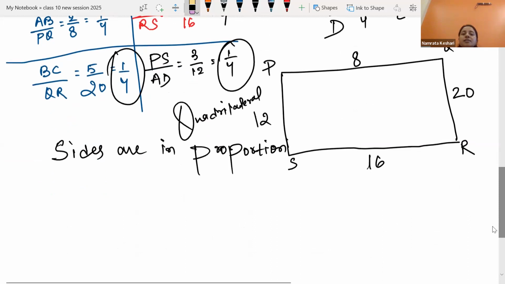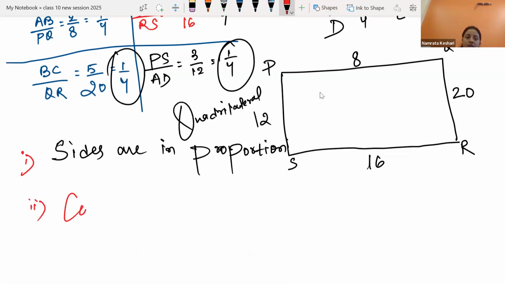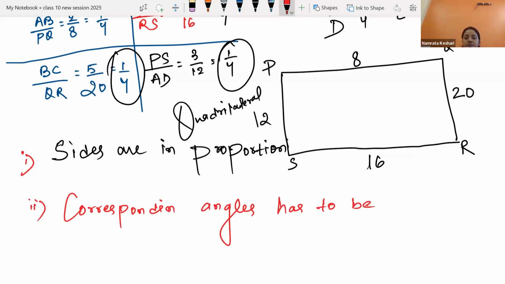Yes, ma'am. And the second is each and every corresponding angle has to be the same. These are the only two conditions which need to be fulfilled, and once you find that these two conditions are fulfilled, you will say that yes, these two figures are similar with each other.